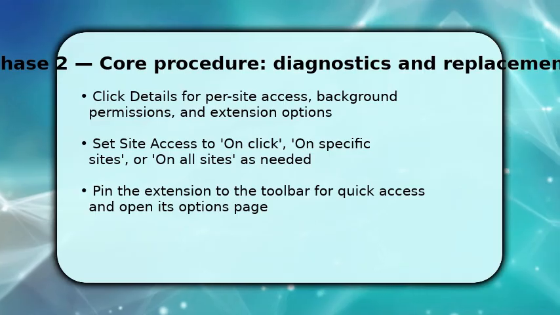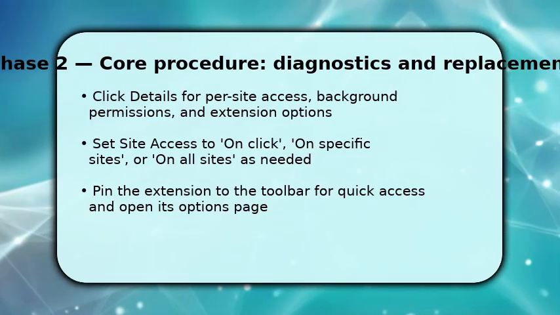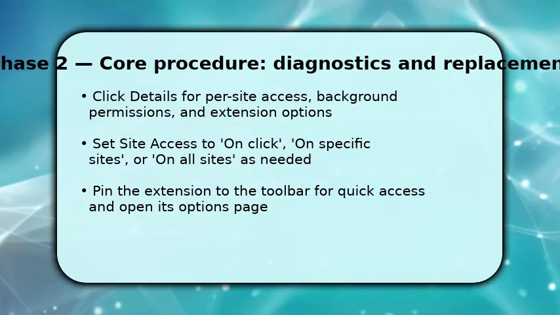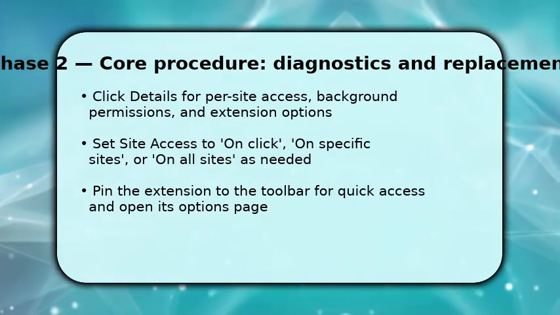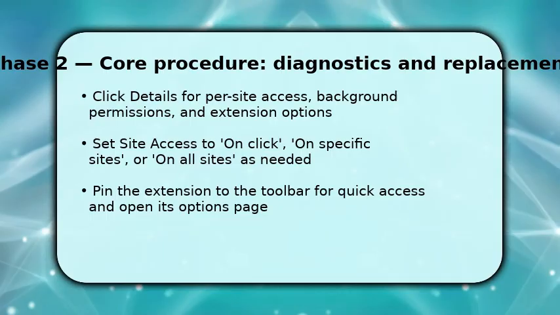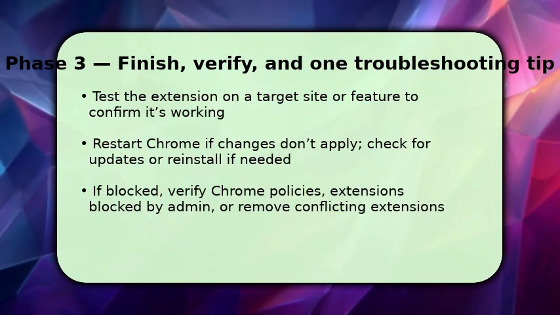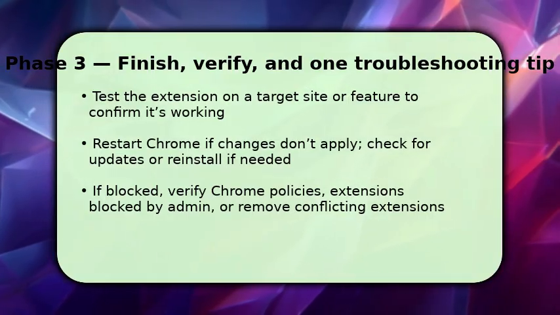Use the Options or Extension page to configure features, shortcuts, or account links. These explain why functionality changes. Then pin the extension to the toolbar so you can open it quickly and confirm it's loaded and responsive when you need it. Now finish by testing the extension on a site or task it's meant to handle, so you confirm it runs and why certain permissions are required.